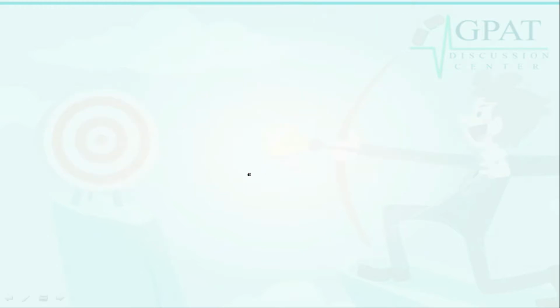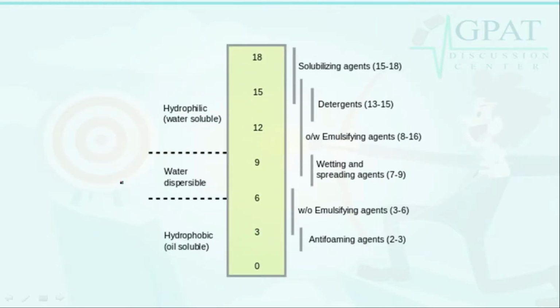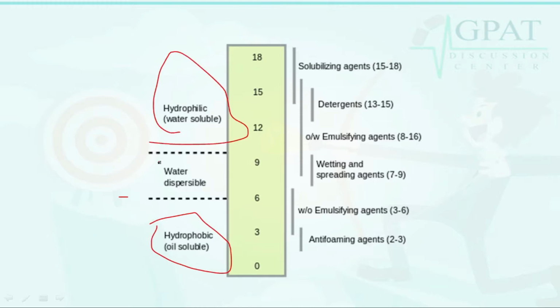Let's see this table. Here we have a table divided into three portions, that is hydrophobic, oil soluble, hydrophilic, water soluble, and water dispersible. So first one is 2 to 3 anti-foaming agent, and 3 to 6 W/O emulsifying agent, and wetting and spreading agent includes 7 to 9 HLB value, and O/W emulsifying agent includes 8 to 16, and detergents include 13 to 15, whereas solubilizing agents include 15 to 18. So this is all about the question answer explanation of this portion.